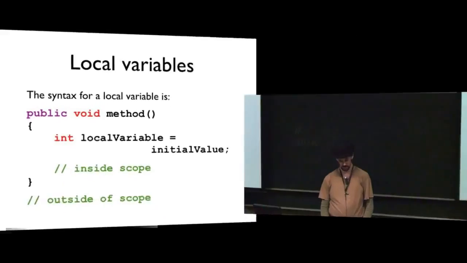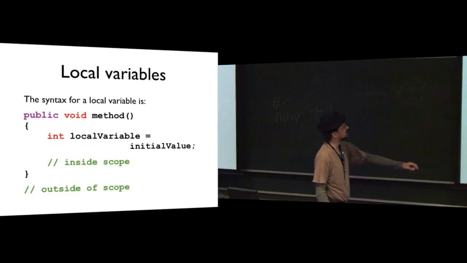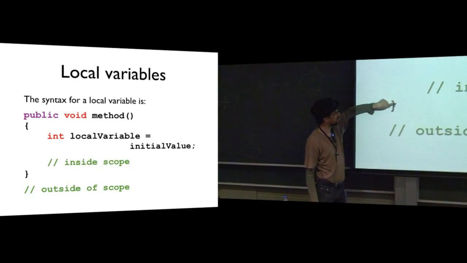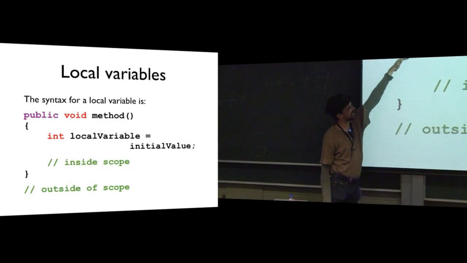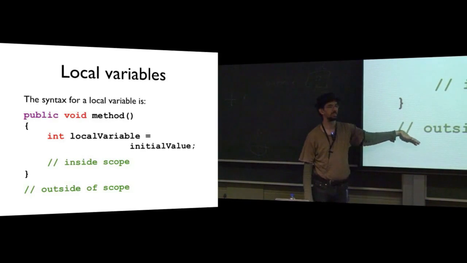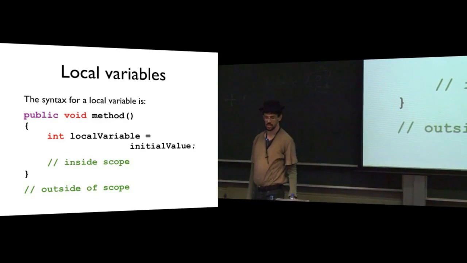Okay, so this is the scope. The scope of this variable is everything from the declaration down to the end of the method. When we're outside the end of the method, that variable no longer exists.